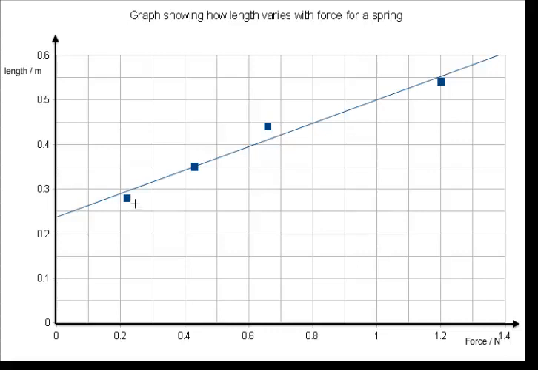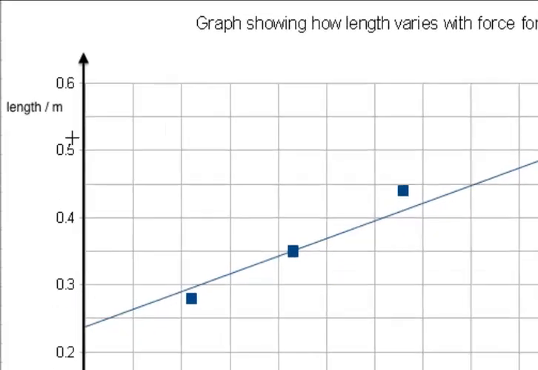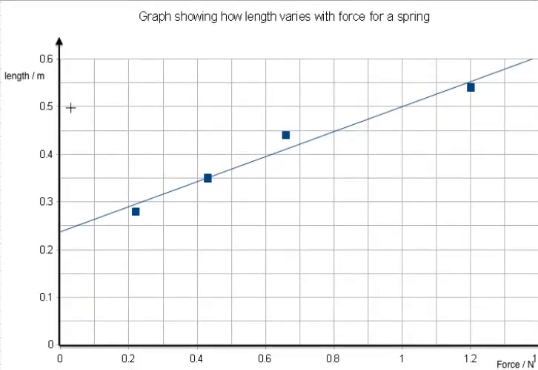Question B asks, what is the load on the spring when the length is 0.5 meters? To find the load when the spring is 0.5 meters, we use the graph. So we read up on the y-axis for a length of 0.5 meters. We go across and we read down on the x-axis to find out that the force is 1 newton.